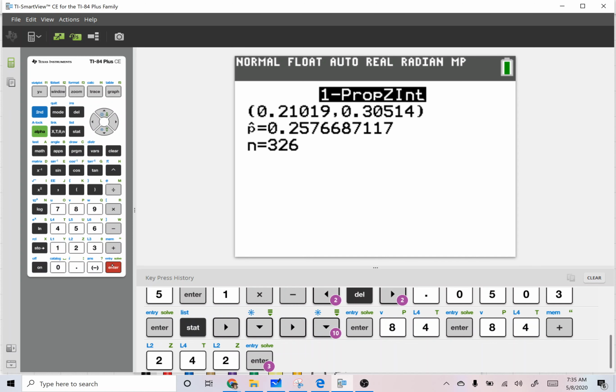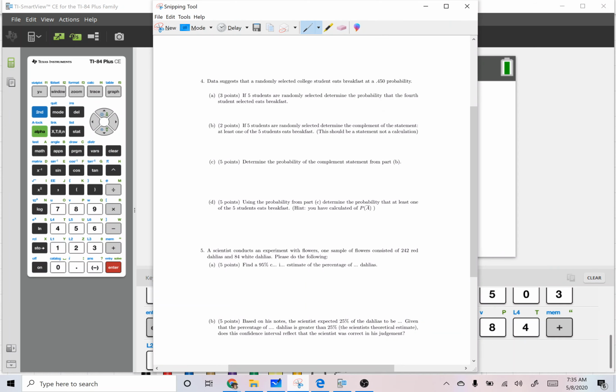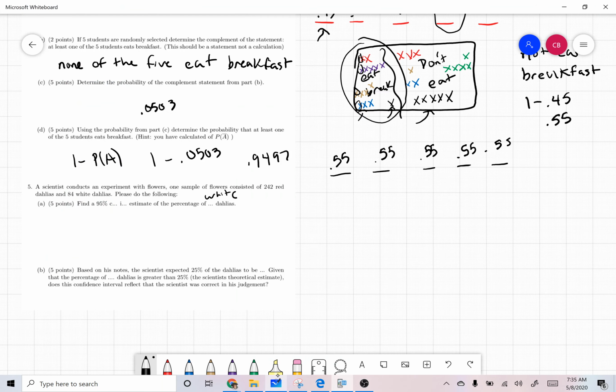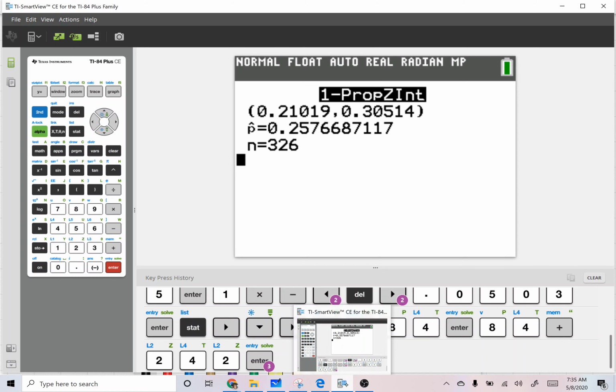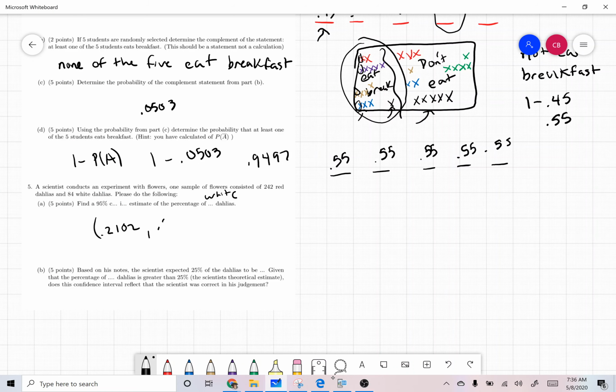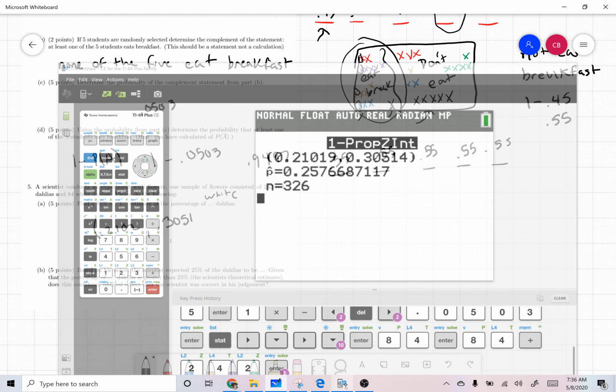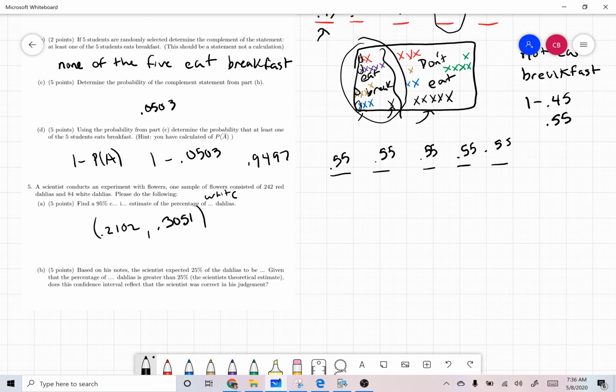95% confidence interval, calculate. So 0.2102. So this is between 0.2102 and 0.3051. If that's what it said. Yeah. Okay, so there's our interval based on this.